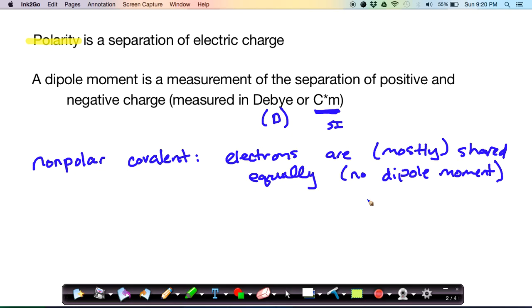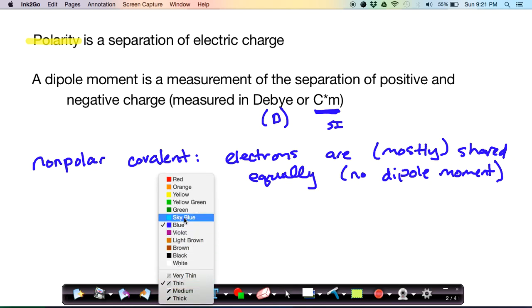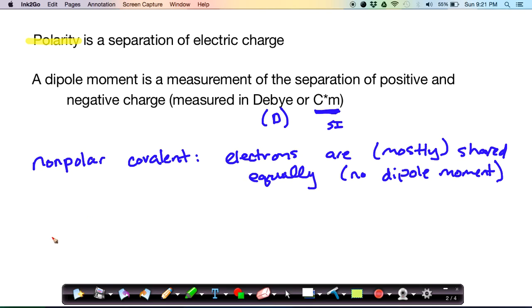So we say mostly shared equally here just because we are looking at electronegativity differences that are less than or equal to 0.4 Pauling. So there is going to be, for some of these nonpolar covalent bonds, some degree of unequal sharing, but it's small enough that we don't really have a significant dipole moment. Okay. Now, on the other hand, if we have a polar covalent bond, electrons are going to be shared unequally.